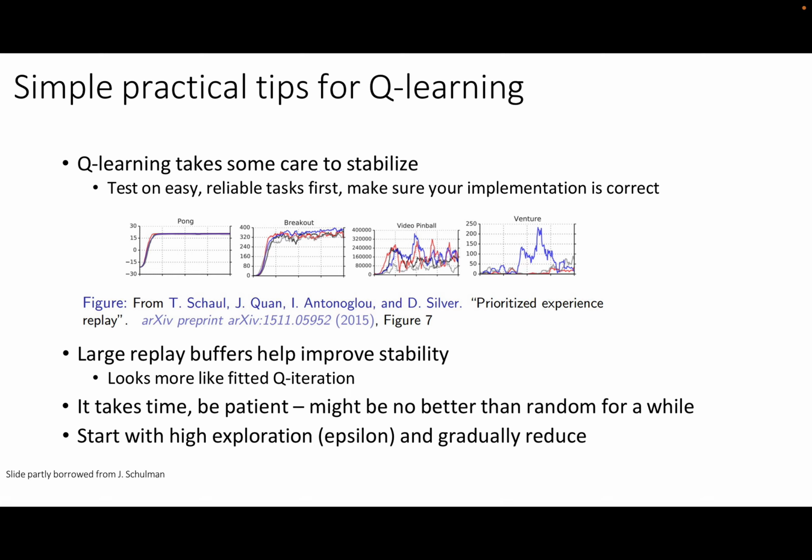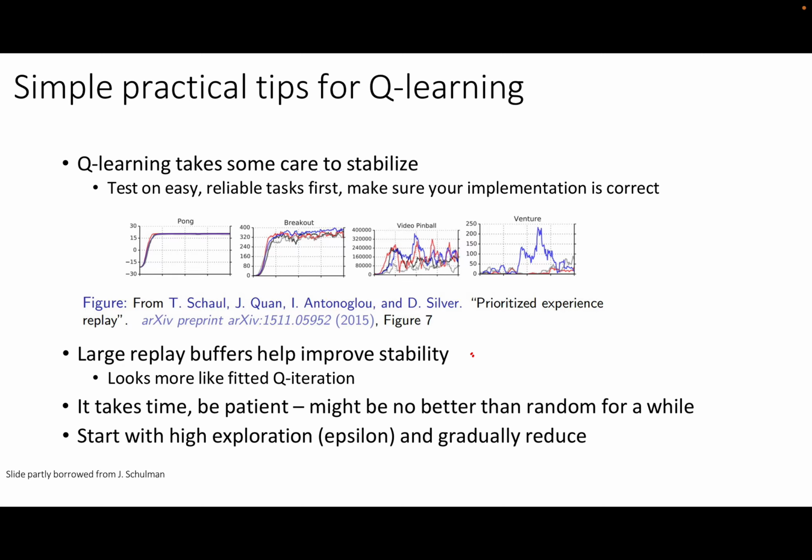So you need to test first on an easy, reliable problem. Make sure your implementation is correct. A large replay buffer helps improve stability. It's more like fitted Q iteration. It takes time. It might be no better than random for a while.